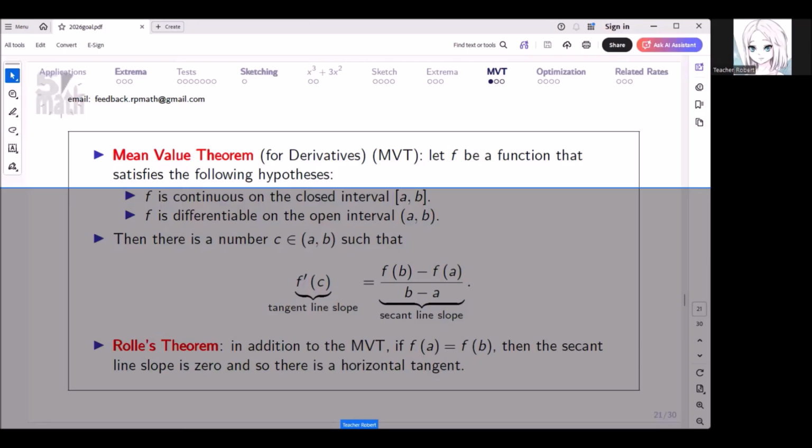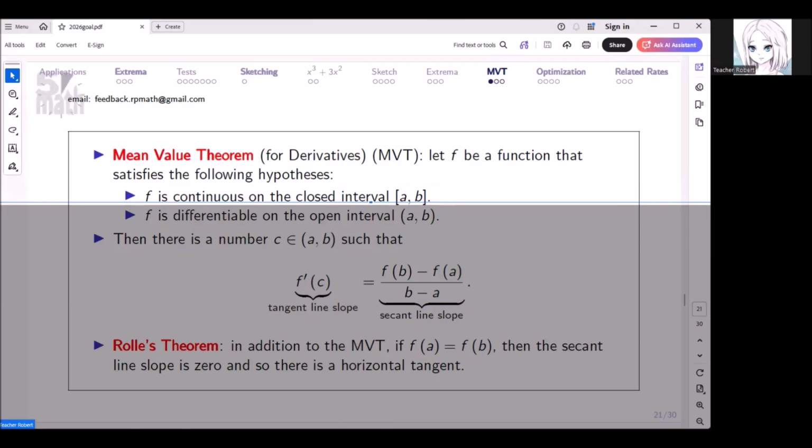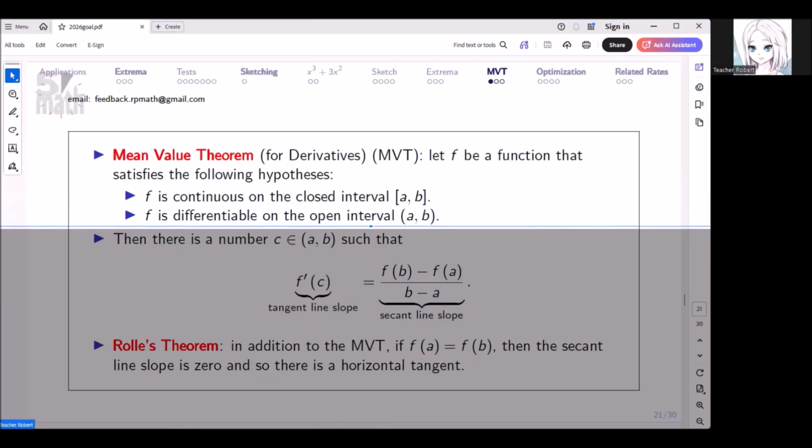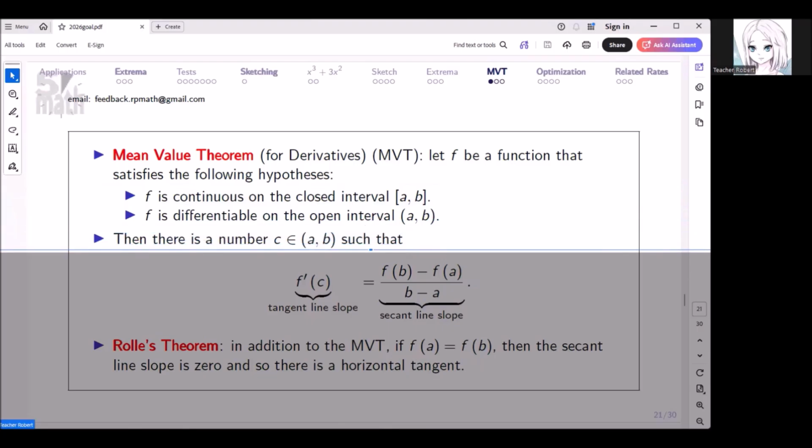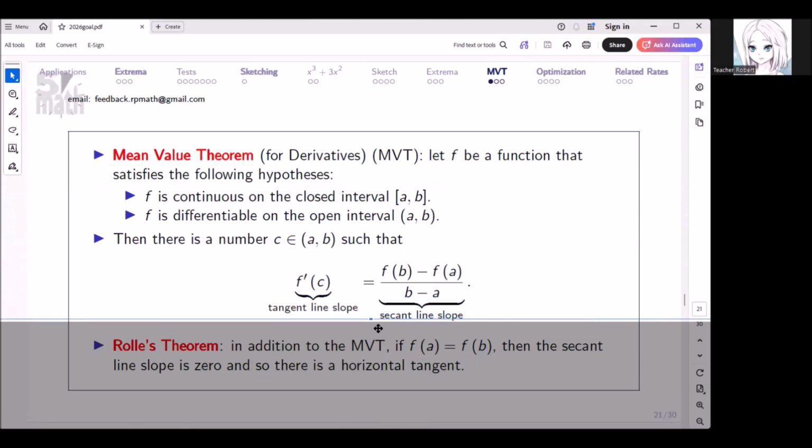Mean value theorem for derivatives. Let f be a function that satisfies the following hypotheses. F is continuous on the closed interval [a, b]. F is differentiable on the open interval (a, b). Then there is a number c in (a, b) such that this tangent line slope equals secant line slope.